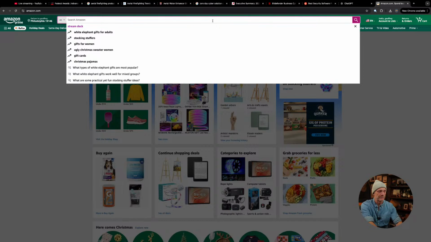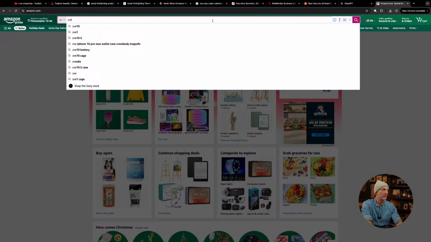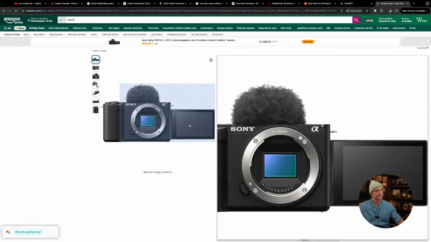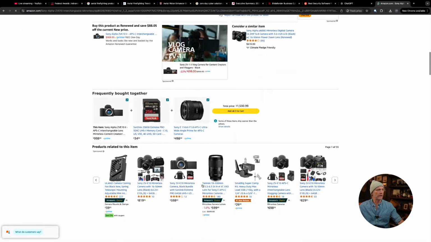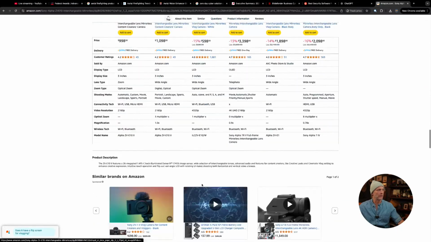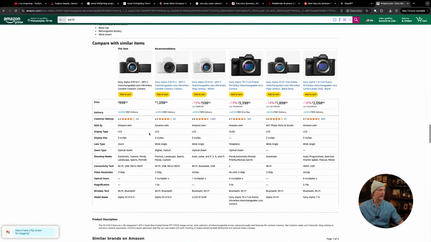So what could we do here? I'm shooting on the ZV-E10. That's the camera that I'm using. So let's take a look at that. They put in the solution comparison table. Yeah, right here. So check it out. Here's the Sony ZV-E10. Here's a bunch of other types of cameras.